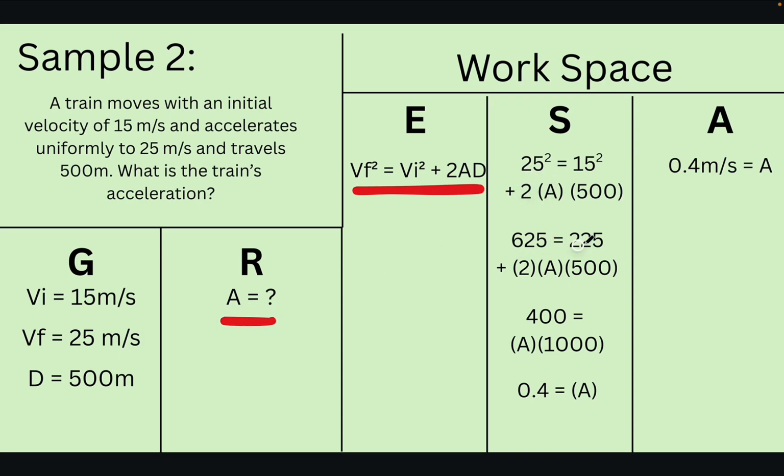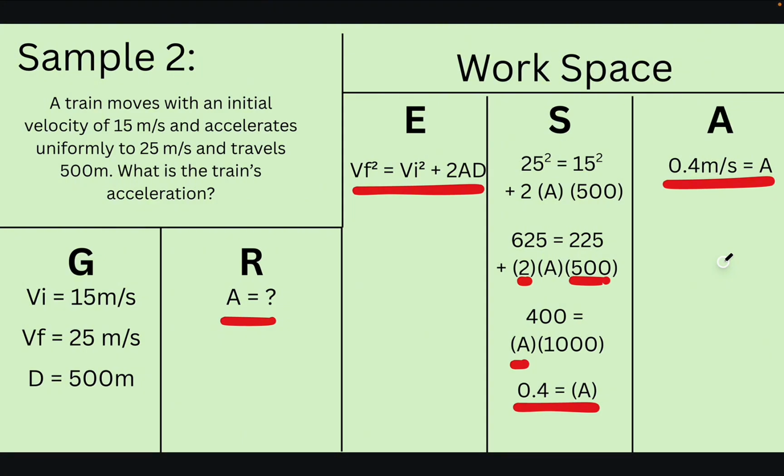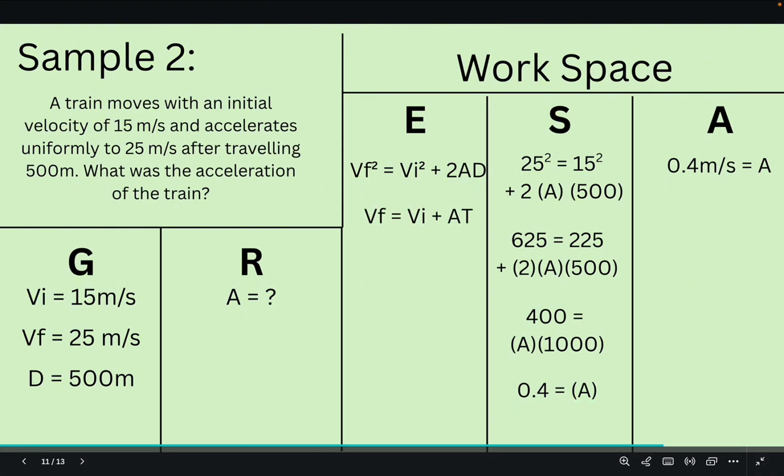25 squared is 625, 15 squared is 225. We subtract 225 from both sides so that we can isolate the A. Then we multiply 2 by 500, and we'll eventually get 400 is equal to A times 1000. Divide both of these by 1000, and we will be able to get 0.4 is equal to A. In other words, 0.4 meters per second squared is equal to A. And that's it for the lesson.